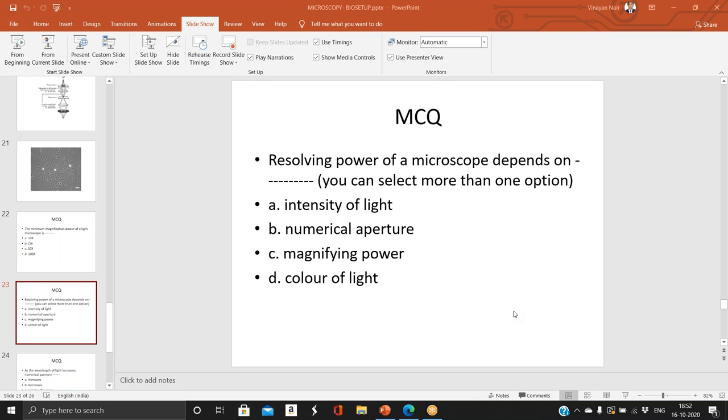Yeah, Lalti Yadav, A and B, intensity of light and numerical aperture. Okay, Maunia, A, B, and D. Fine. All the answers are wrong.